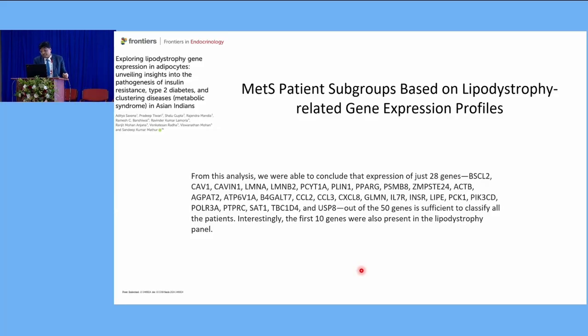Interestingly, the first 10 genes were also present in the lipodystrophy panel. So 28 genes, even the other 22 genes we used in our analysis were of not much value. With 28 gene expression, you can predict. This is in the subcutaneous compartment, because we can easily biopsy subcutaneous adipose tissue. You can predict metabolic syndrome, and we can subcluster them into 50 groups.